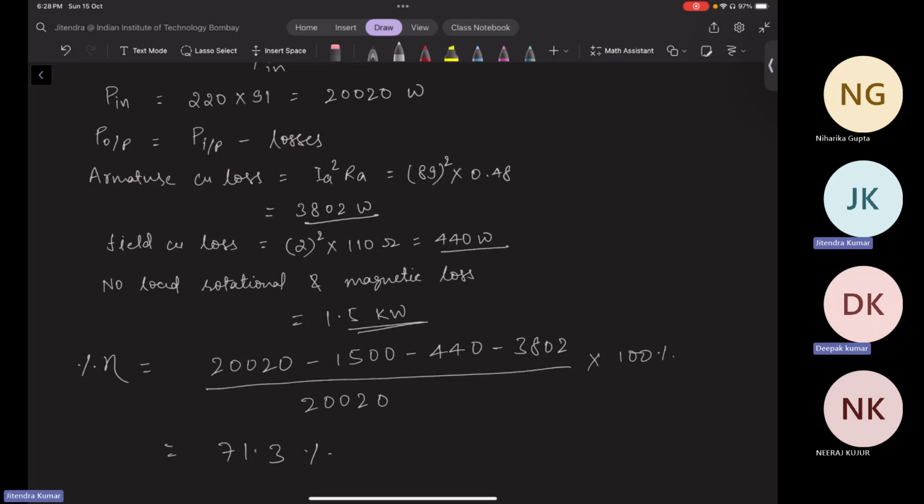But sir, while calculating the RA, we did not consider it as variable losses. Sorry, can you repeat? Sir, when we were calculating the RA, IA square RA, we did not consider it as variable losses. Why?